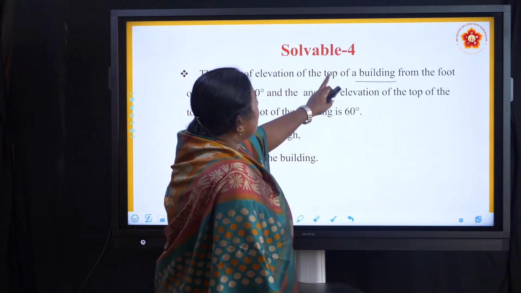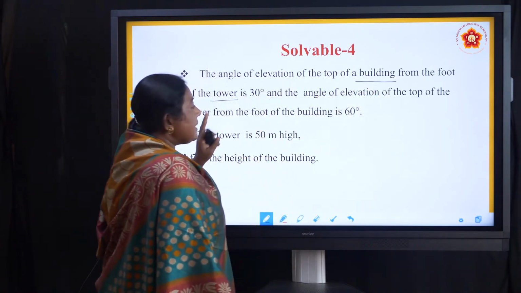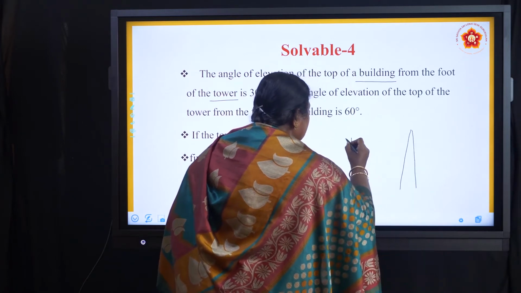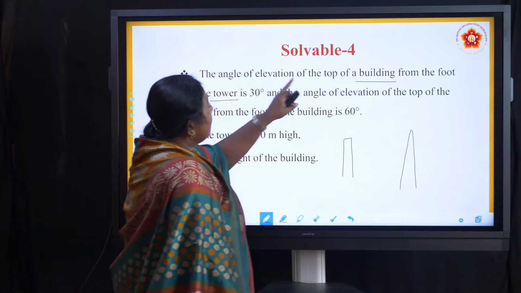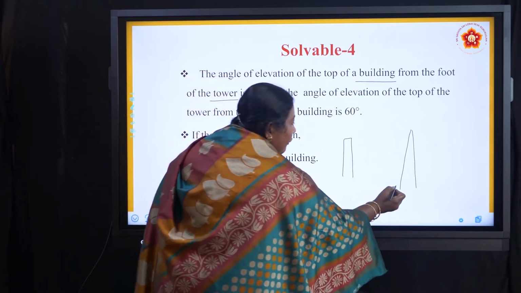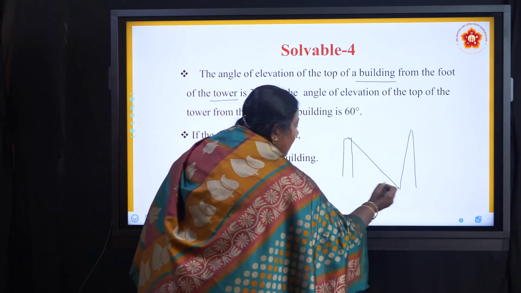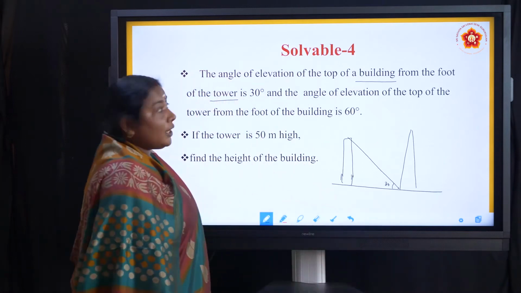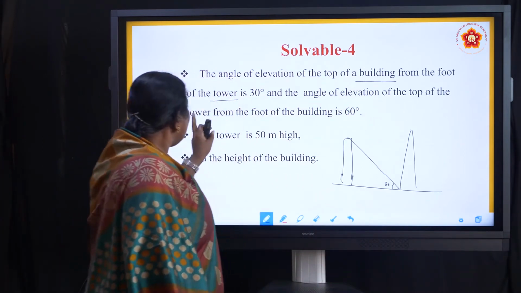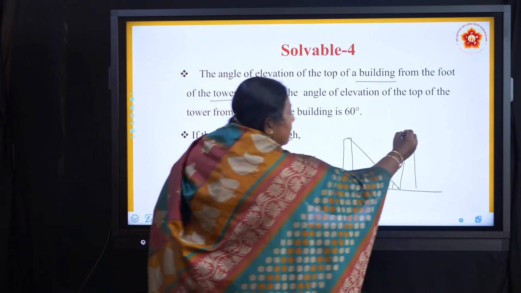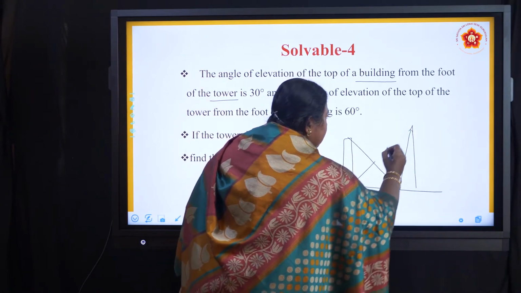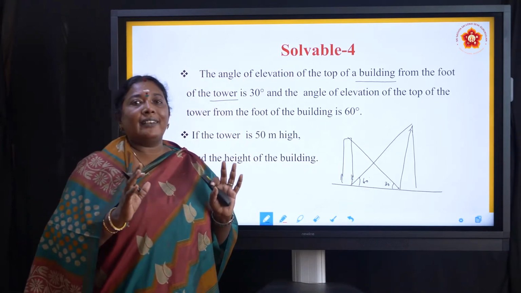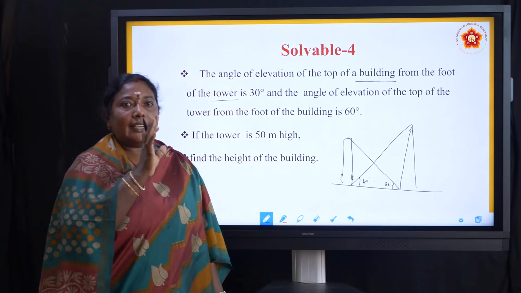The angle of elevation of the top of the building from the foot of the tower is 30. So let us draw it bluntly: this is a tower and this is a building. Now what are they telling? Top of the building from the foot of the tower, from the foot of the tower, top of the building is 30 degrees. Next one: the angle of elevation of the top of the tower from the foot of the building. Top of the tower, foot of the building, 60 degrees.